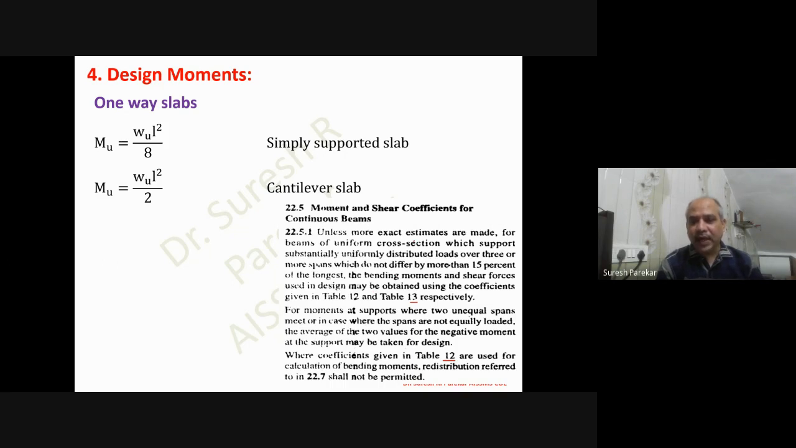Now we can use these coefficients to determine the bending moment and shear. You can see this: unless more exact estimates are made, for beams of uniform cross section which support substantially uniformly distributed load over three or more spans.